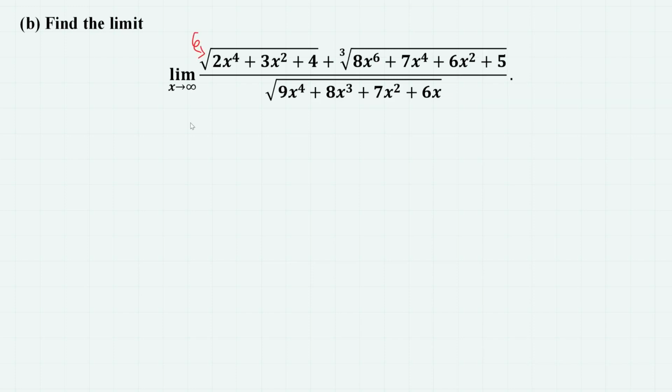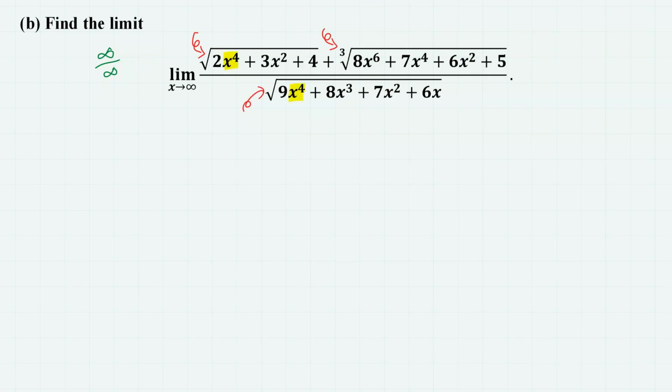So now we have square root and cube root functions mixed in this limit. It is still infinity over infinity type limit though. Here, let us also try to use our trick of dividing both numerator and denominator with a term having the highest degree. But we must take these radicals into account here.